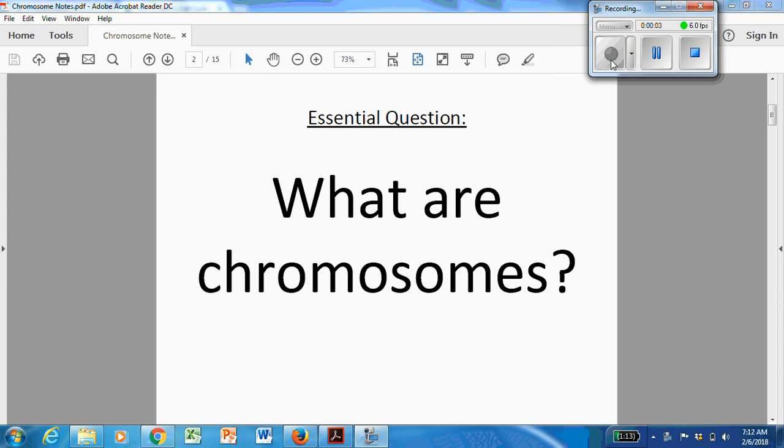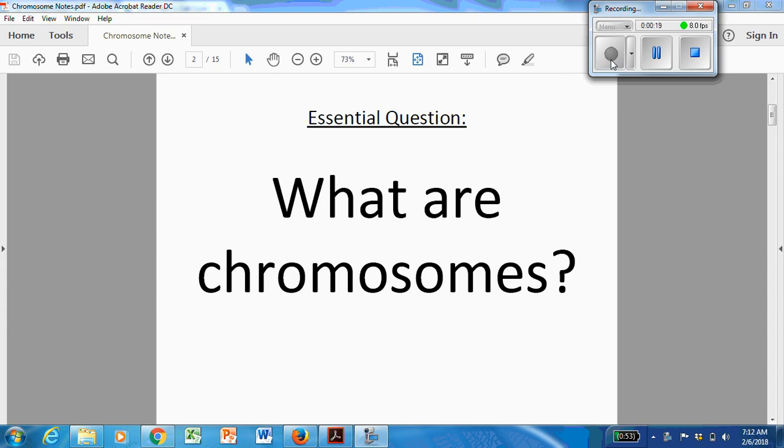These are your notes on chromosomes. So before we move forward with cell division, I want to just briefly touch on some vocab and some terminology that we are going to look at when we look at mitosis and meiosis. So our question here is, what are chromosomes?